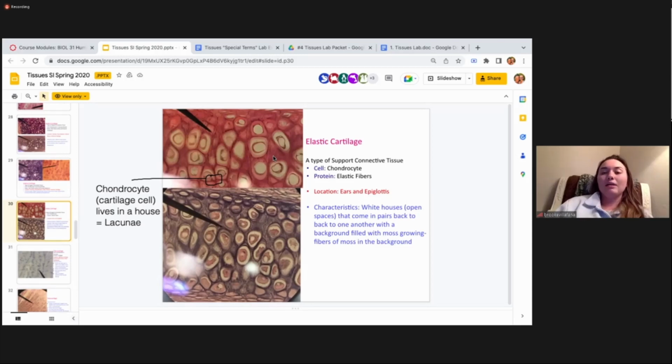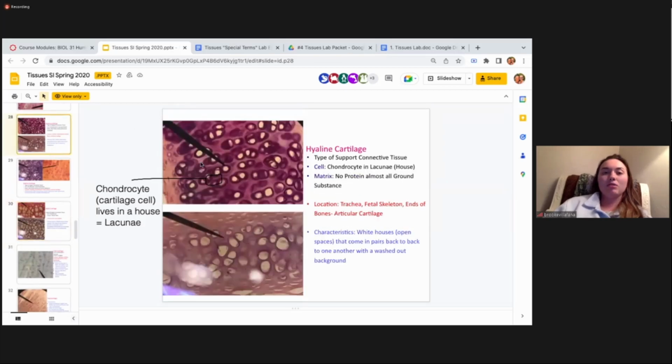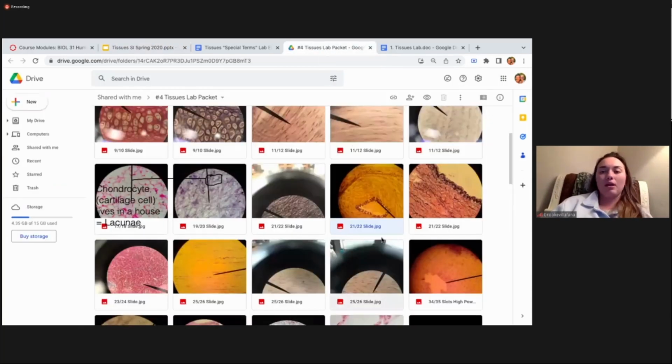So elastic cartilage is found in the ears and epiglottis. Both of those start with E, right? Elastic, ears, epiglottis. So that's kind of an easy memory tool there. But basically with elastic cartilage, how do you tell the difference? You're going to look at the background, and you're going to look for the elastic black fibers in the background, versus in hyaline, it's just a washed out ground substance only appearance, right?